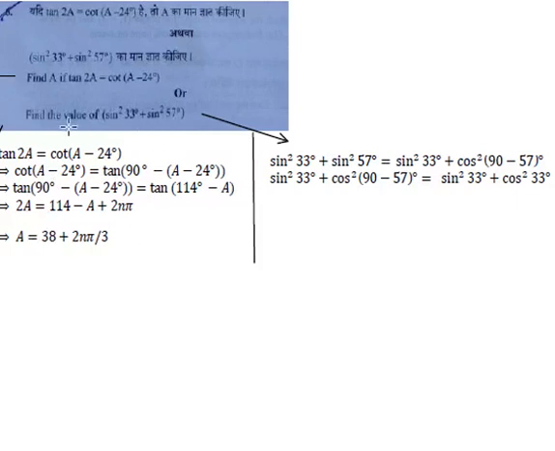In the second part, we have to find the value of sine square 33 degrees plus sine square 57 degrees. This is pretty straightforward. Sine 57 degrees is equal to cos 33 degrees. We replace it by cos 33 degrees. We get sine square 33 degrees plus cos square 33 degrees, which equals 1.